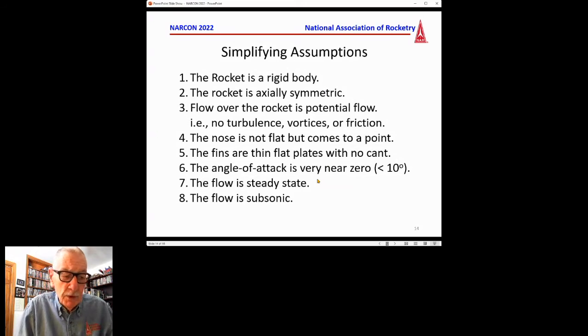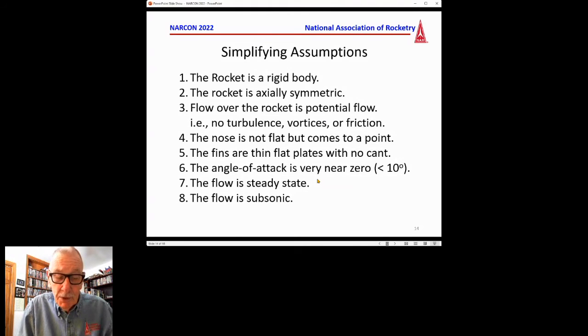One important thing is that the rocket is a rigid body. This makes the super rock folks, the folks that fly rockets that are many, many, many times longer than they are in diameter.